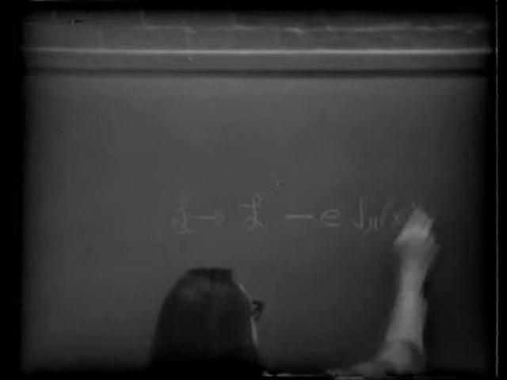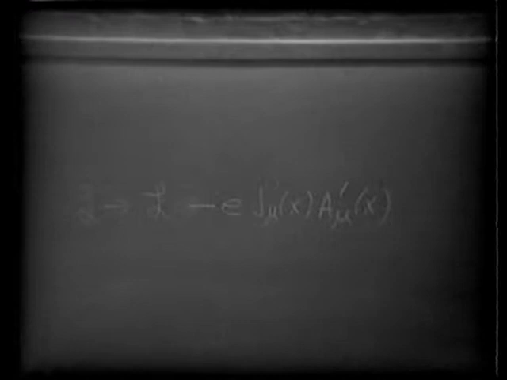J mu is a given c-number charge distribution. And for simplicity and also for realism, I will restrict myself to the case mu squared equals zero. That is to say, the real photon, which as far as we know has no mass or a negligible mass.